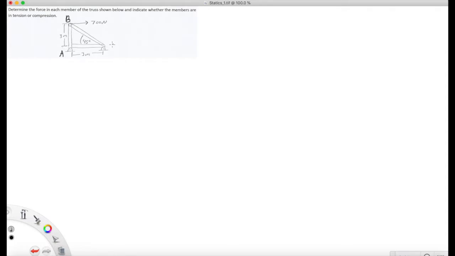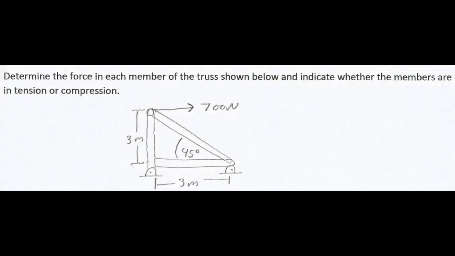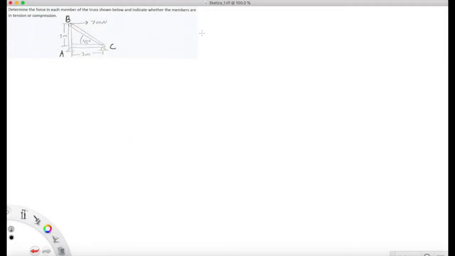So the problem reads, determine the force in each member of the truss shown below and indicate whether the members are in tension or compression. We have two sides given, each 3 meters, and then we have a force and an angle given. Right now our aim is to find the unknown forces in each member, as the problem suggested. So we're going to start with joint B because we already have a known force on joint B. What we want to find is the unknown force, which is FBC.